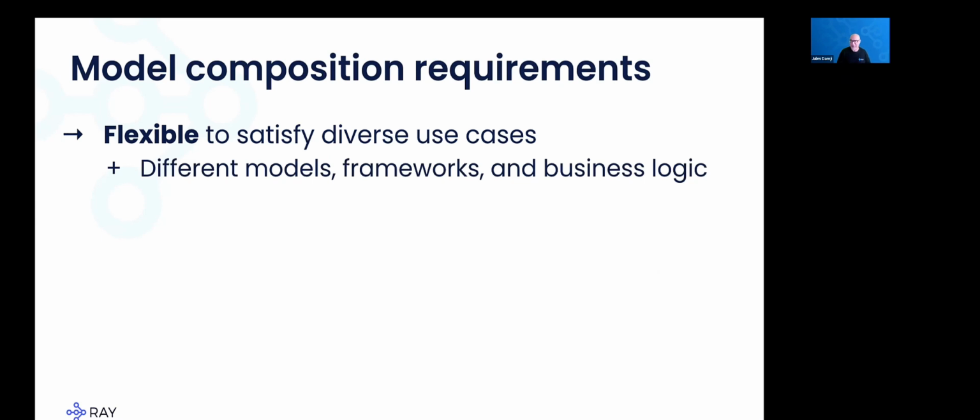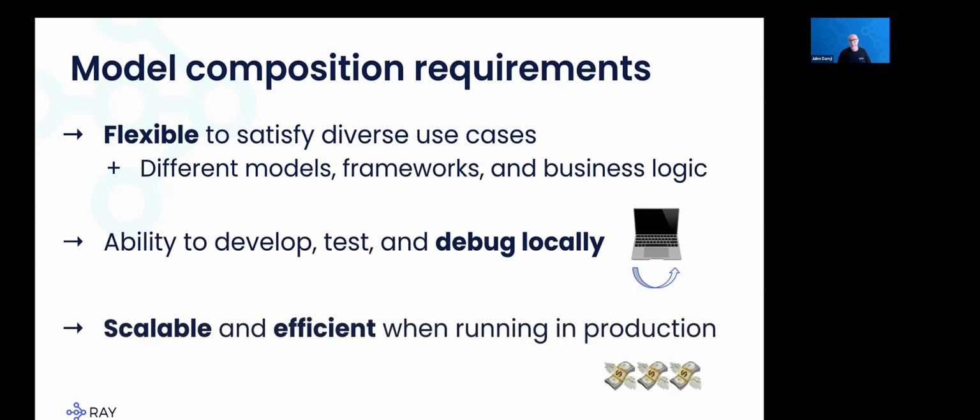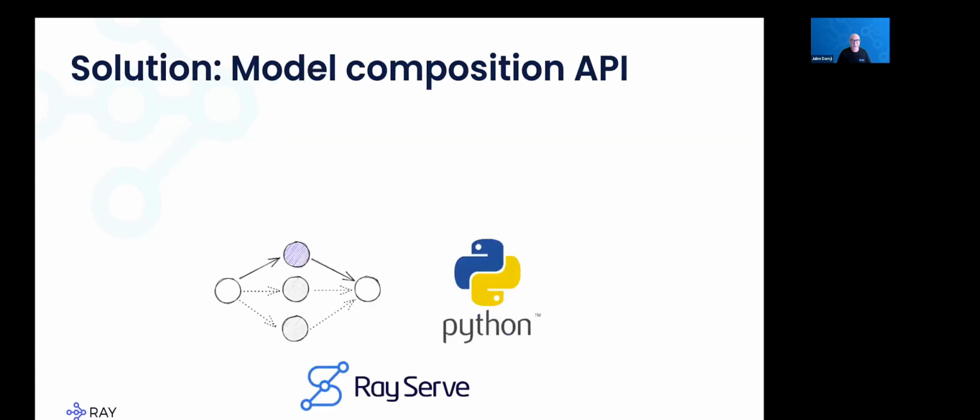We want to combine the business logic with that. And we want to make sure that you can develop and debug those locally. I think that's an important part of it because a lot of people use their laptop to do most of the development, and then they want to be able to transition over to either staging or production. And then finally, because of the autoscaling, you want to make sure that whatever you deploy in production is efficient and scalable.